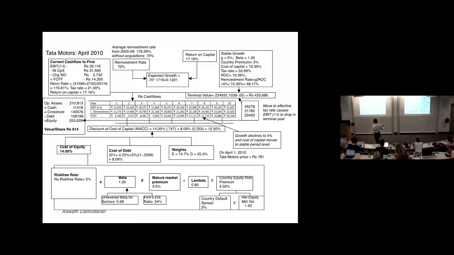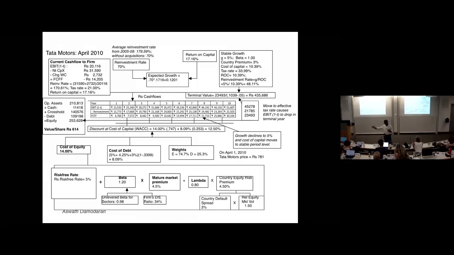giving them a reinvestment rate of 171%. They had a pretty good return on capital coming primarily from the Jaguar Land Rover side. The return on capital was about 17.16%. So again, I'm faced with this challenge. What do I assume about the future?